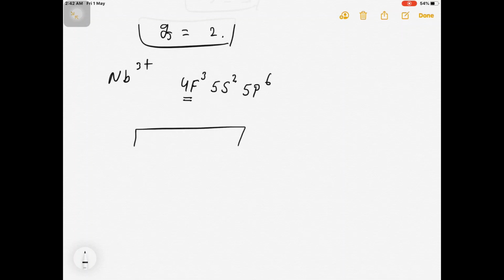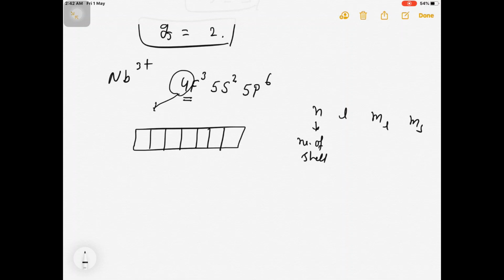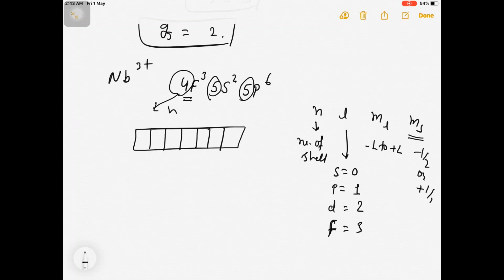Okay, so now you know that for f there are 7 subcells. And let me tell you something about quantum numbers. So n is basically the number of shell. L is given by 0 for s orbit, 1 for p orbit, 2 for d orbit, and for f orbit L is 3. ml is given from minus L to plus L, and ms is minus half or plus half.